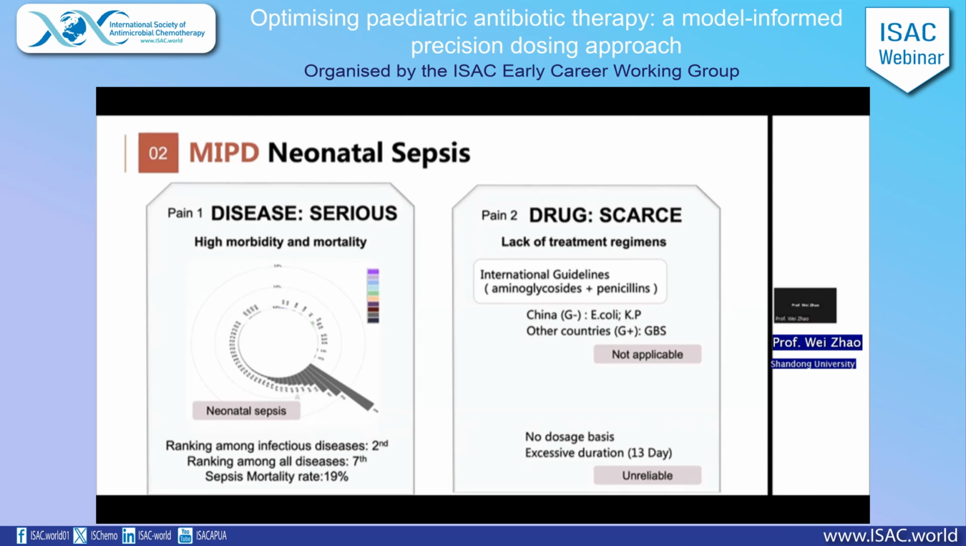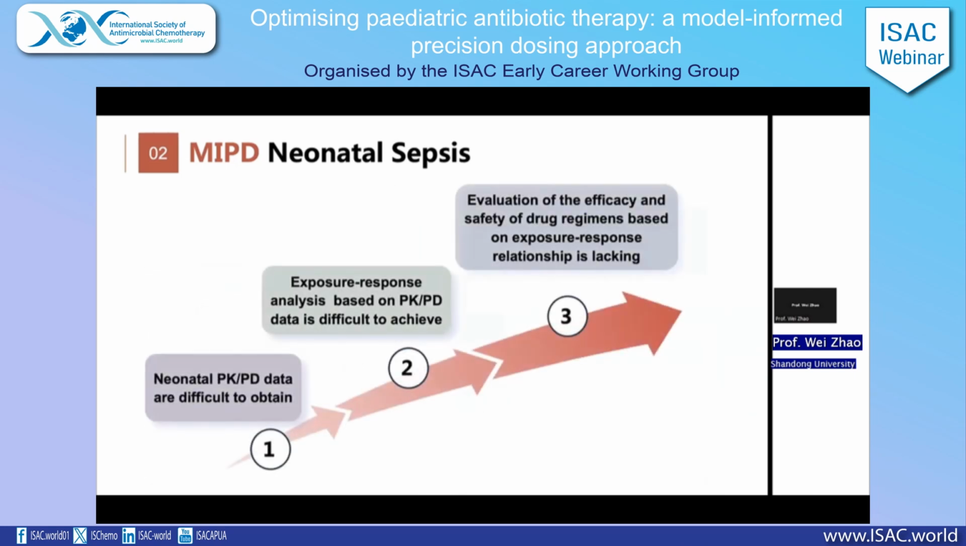And the drug therapy in China has a different situation compared to other countries, because aminoglycoside is forbidden, and also for the bacteria, we are mainly dealing with E. coli, not like other countries. So we need a lot of new drugs and new therapeutics based on our study to realize how to use these antibiotics in our clinical practice. So three steps are very important to realize this research.